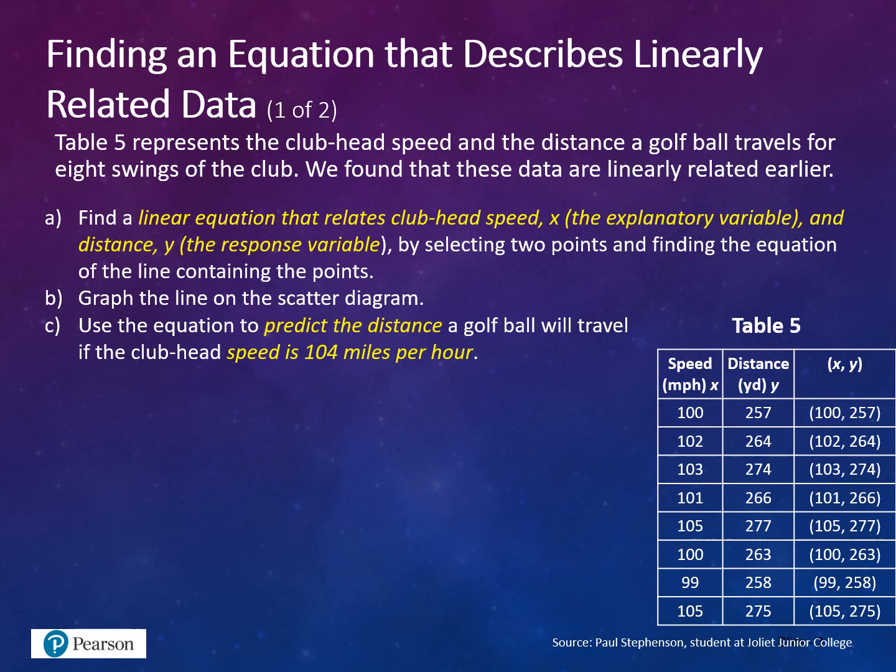Table 5 represents the club head speed and the distance a golf ball travels for 8 swings of the club. We found that these data are linearly related earlier. A, find a linear equation that relates club head speed, x, the explanatory variable, and distance, y, the response variable, by selecting 2 points and finding the equation of the line containing the points. B, graph the line on a scatter diagram. C, use the equation to predict the distance a golf ball will travel if the club head speed is 104 miles per hour.